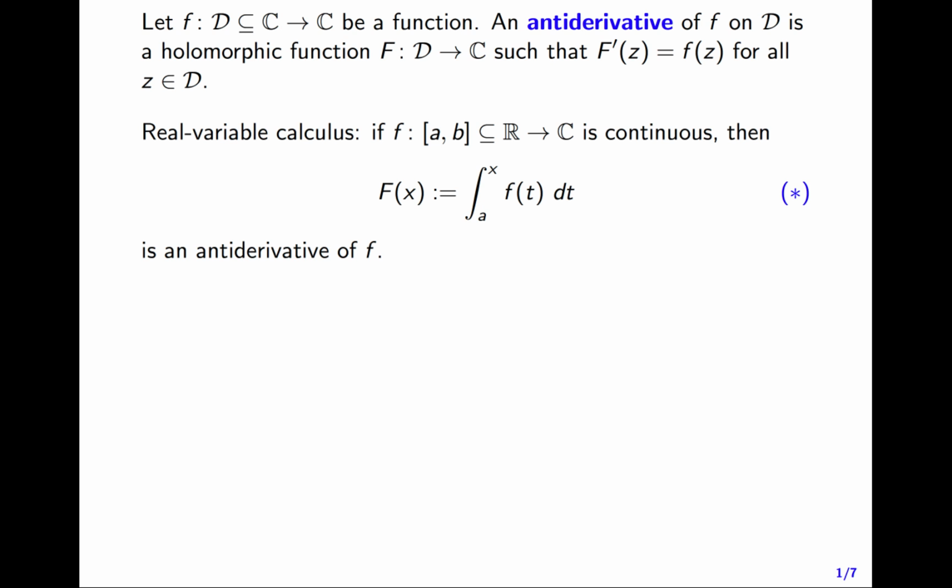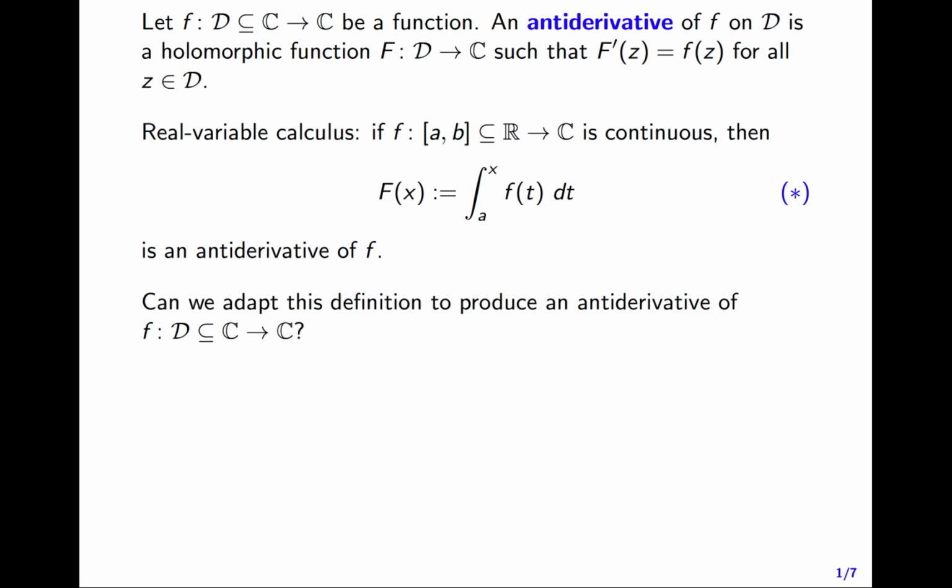This function, big F defined here in star by the integral, well, the integral exists because f is continuous and therefore f has to be integrable, and then the fundamental theorem of calculus tells you how to differentiate big F. So the natural question is, can we adapt this definition to produce an antiderivative of f defined on a subset D of the complex plane? Well, we know how to work with integrals now of functions defined on subsets of C. So what would be the analogs of this sort of base point a and x in the integral star?